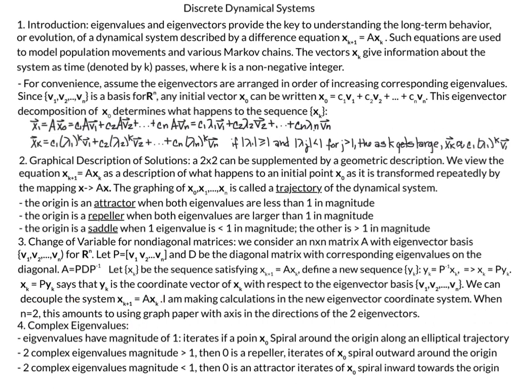Okay, then finally we did examples of complex eigenvalues. When the eigenvalues have magnitude of 1, the iterates of the point spiral around the origin in an elliptical trajectory. The two complex eigenvalues are going to be complex conjugates, so they're going to have the same magnitude. So when the two have magnitude greater than 1, then 0 is a repeller, and when the two have magnitude less than 1, then 0 is an attractor.